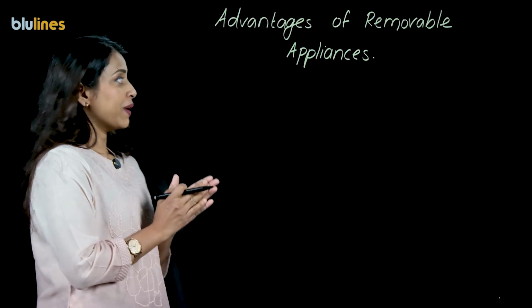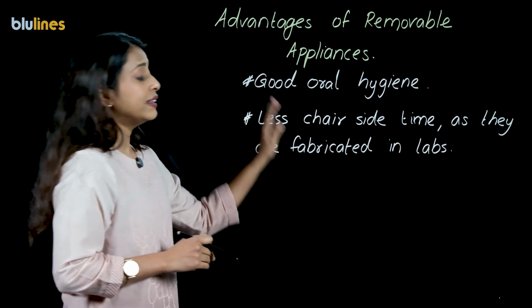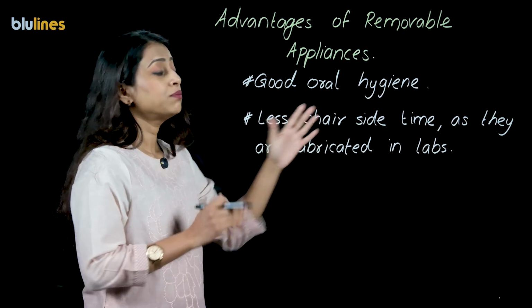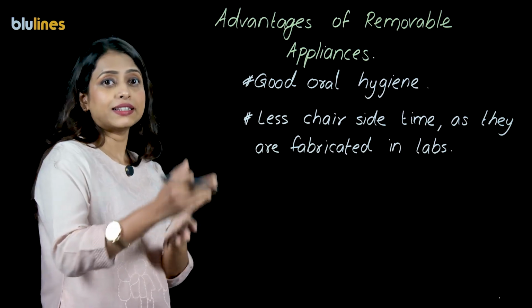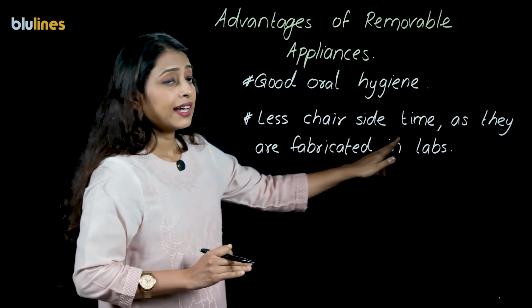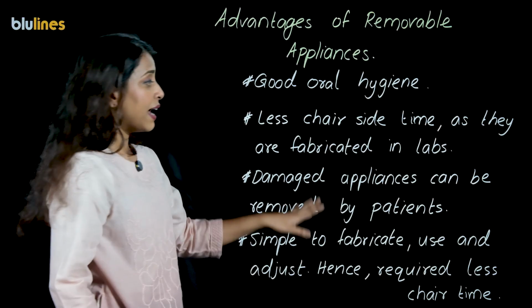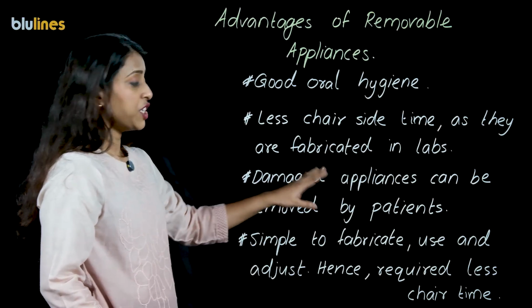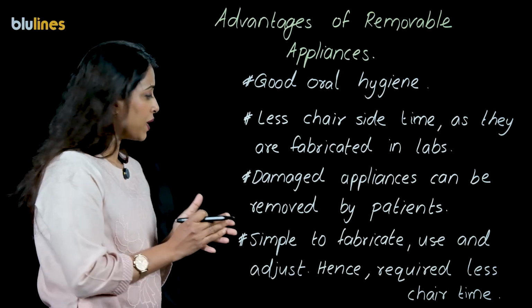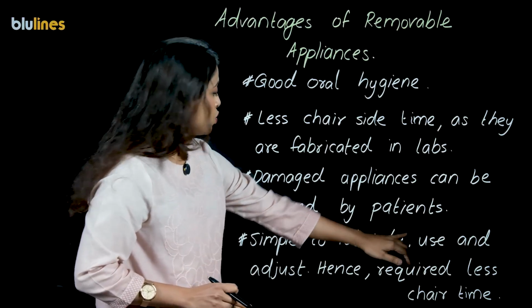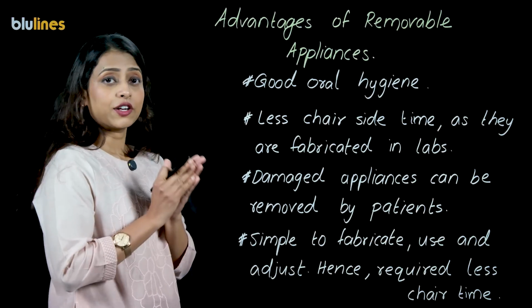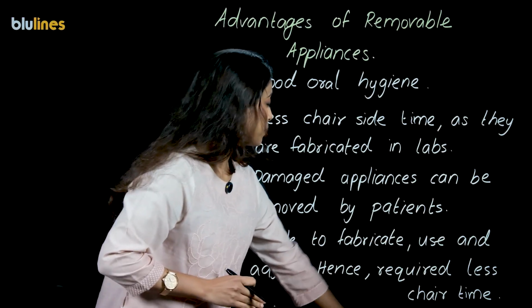Advantages of removable appliances. They help to maintain good oral hygiene because they can be removed from the mouth and cleaned separately. Less chairside time, as they are fabricated in the labs. Damaged appliances can be removed by the patients, thus preventing any oral traumas. Simple to fabricate, use and adjust. Hence, they require less chairside time.